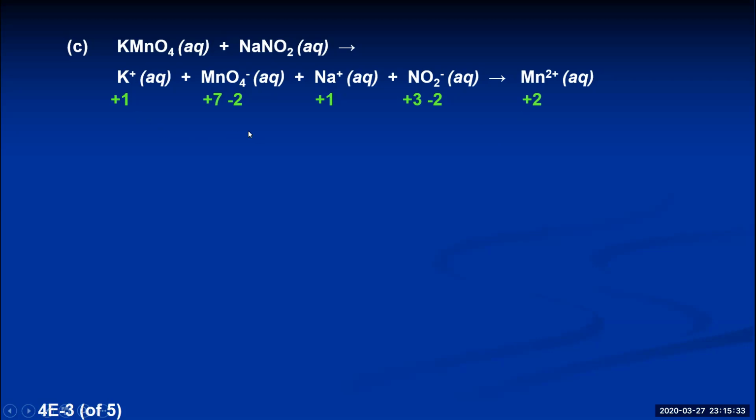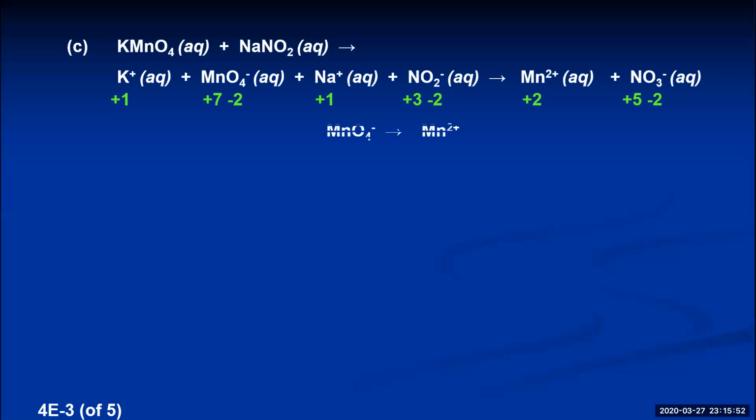Potassium can't be higher than +1. Sodium can't be higher than +1, but nitrogen has 5 valence electrons. It could be as high as +5. And the way it's going to turn into a +5 ion is by having a nitrite ion change into a nitrate ion, NO3 minus.